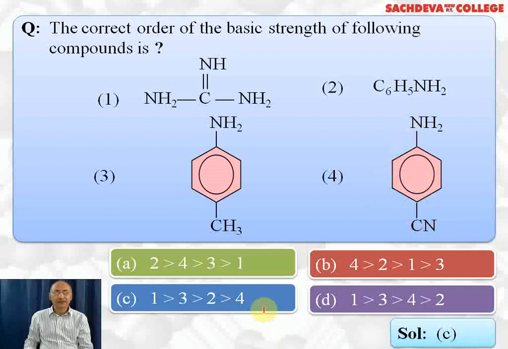In general, you should remember that the more electron releasing groups there are, the more basic the character will be. And if there are electron withdrawing groups, that will reduce the basic character.